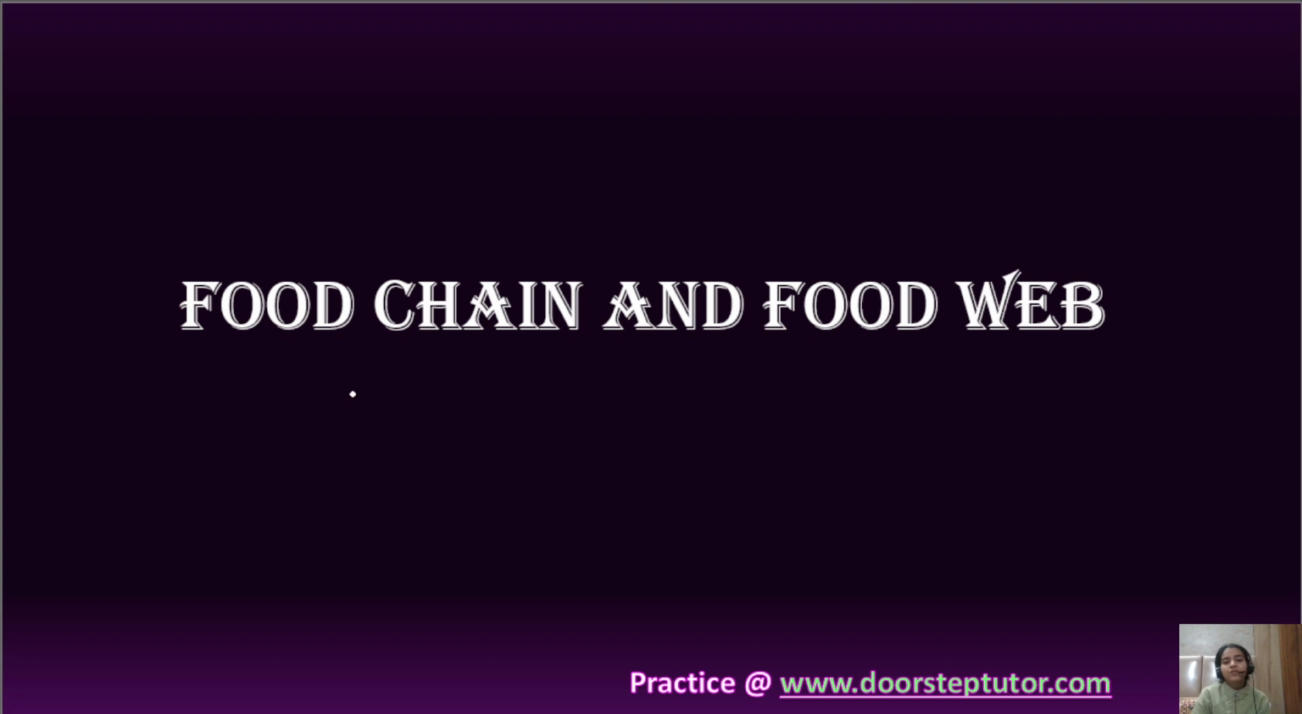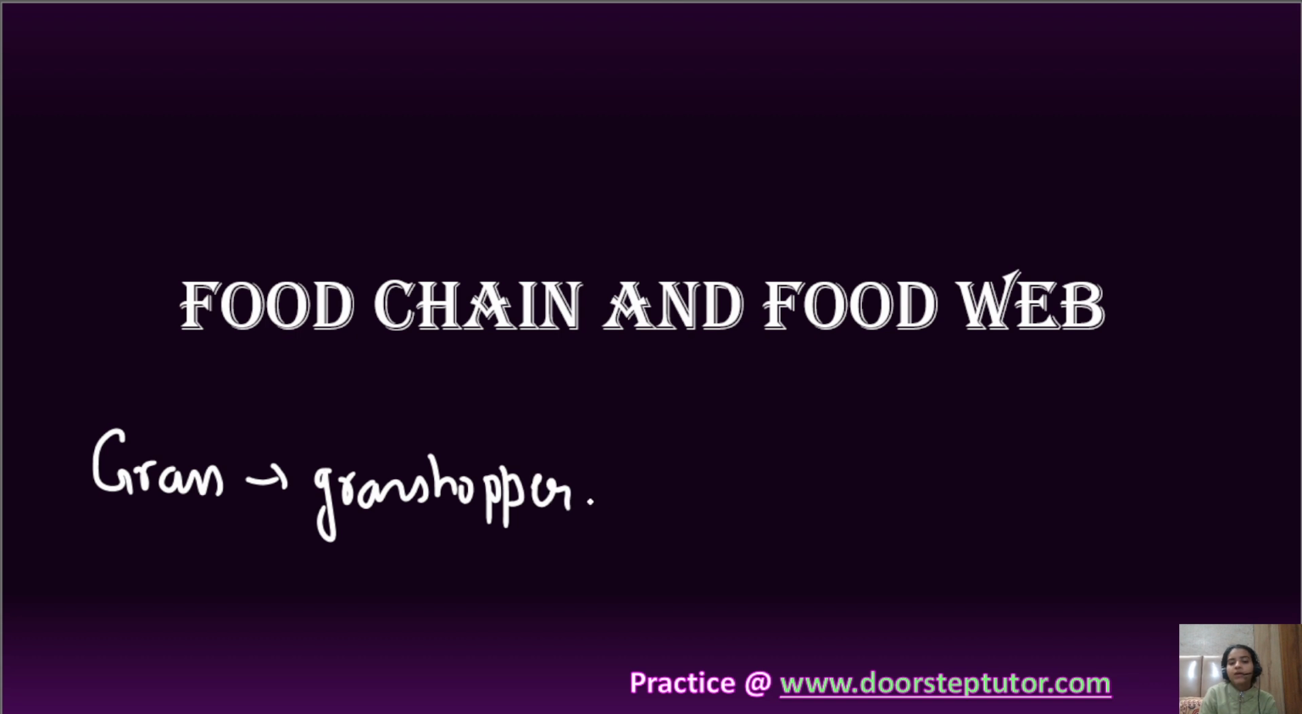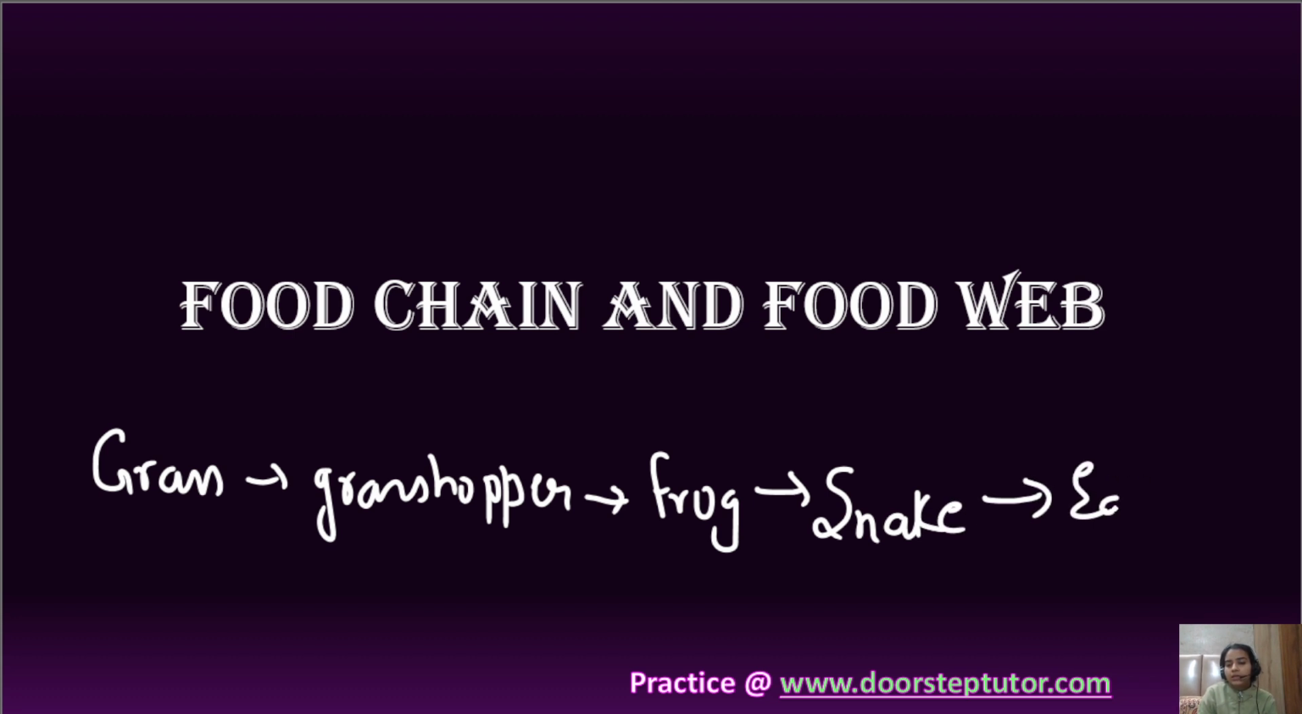So basically, whenever any organism is dependent for food on another organism, and later on that organism is also eaten by some other organism, that whole process is known as a food chain. For example, suppose grass is eaten by a grasshopper, and then the grasshopper is eaten by a frog, and then the frog is eaten by a snake, and later on the snake is eaten by an eagle. That condition is known as a food chain.